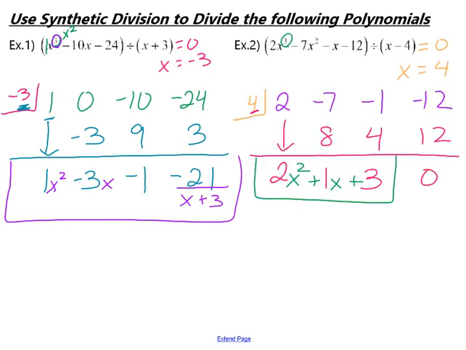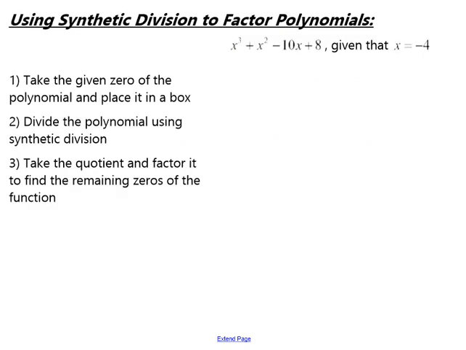So hopefully after you completed the synthetic division, you were left with the polynomial 2x squared plus 1x plus 3. And you should have ended with a remainder of 0, which all that means is x minus 4, our divisor, is a factor of the original polynomial that we started with. Now that's helpful because we can use synthetic division to factor polynomials as well.